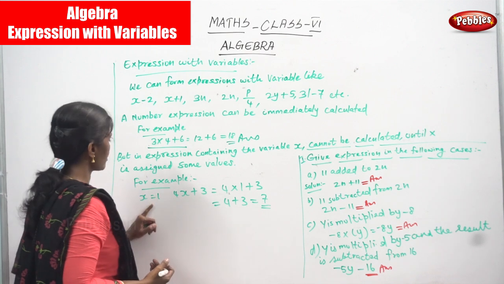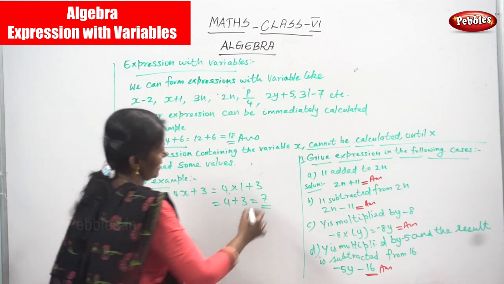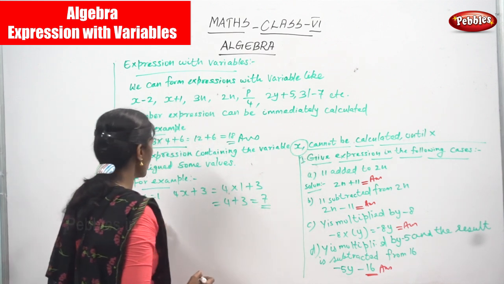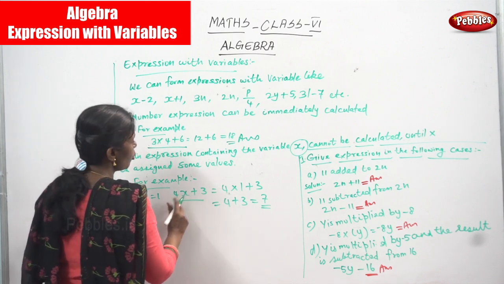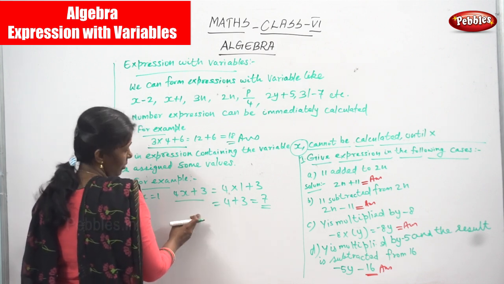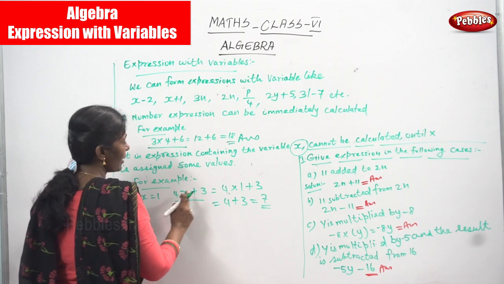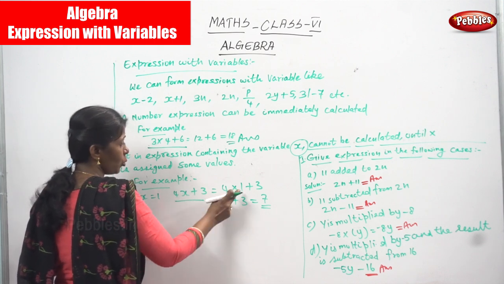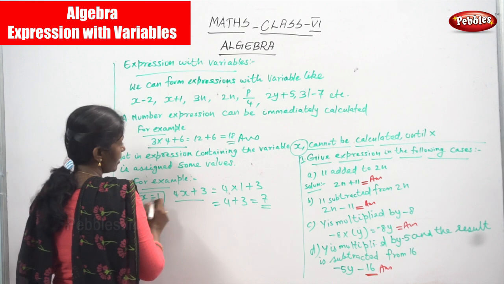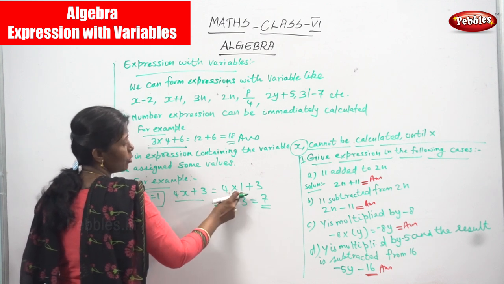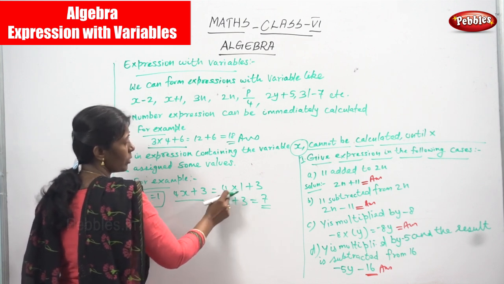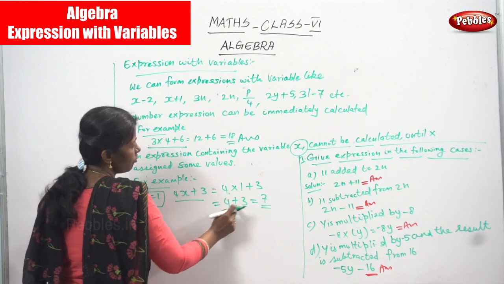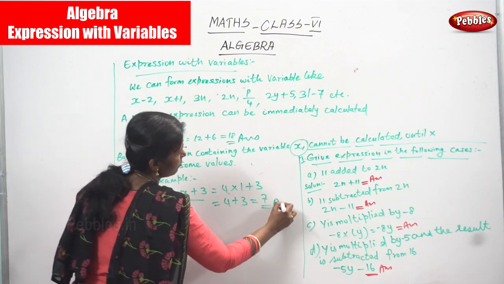So for example, x is equal to 1. The expression is 4x plus 3, otherwise we can call it the equation. 4x plus 3 means 4 into x. What is the value of x? x is equal to 1. So I substitute the value of x: 4 into 1, you get 4, plus 3. 4 plus 3 is 7. 7 is the answer for this question.